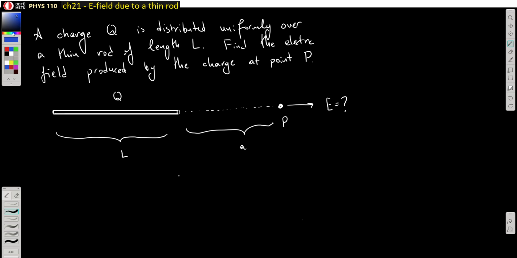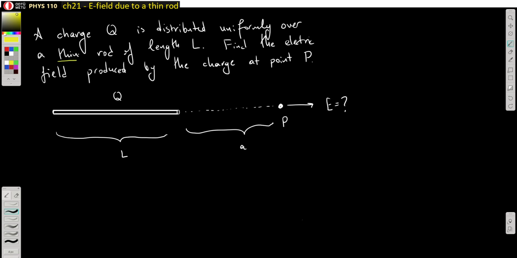So we are going to start with this problem. We have a total charge Q, distributed uniformly over a thin rod. There are some keywords that we are using in here, so I'm going to explain what they mean.